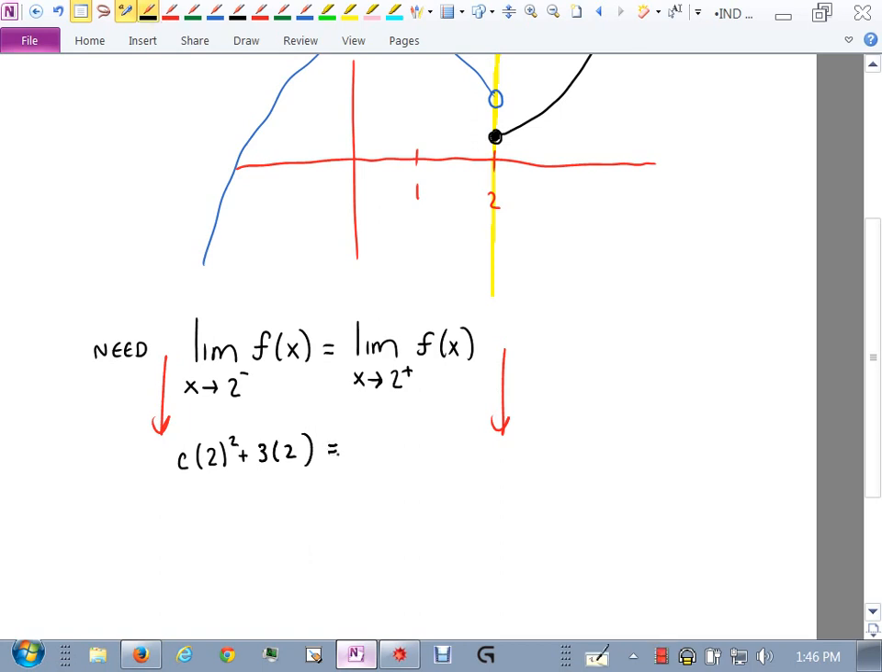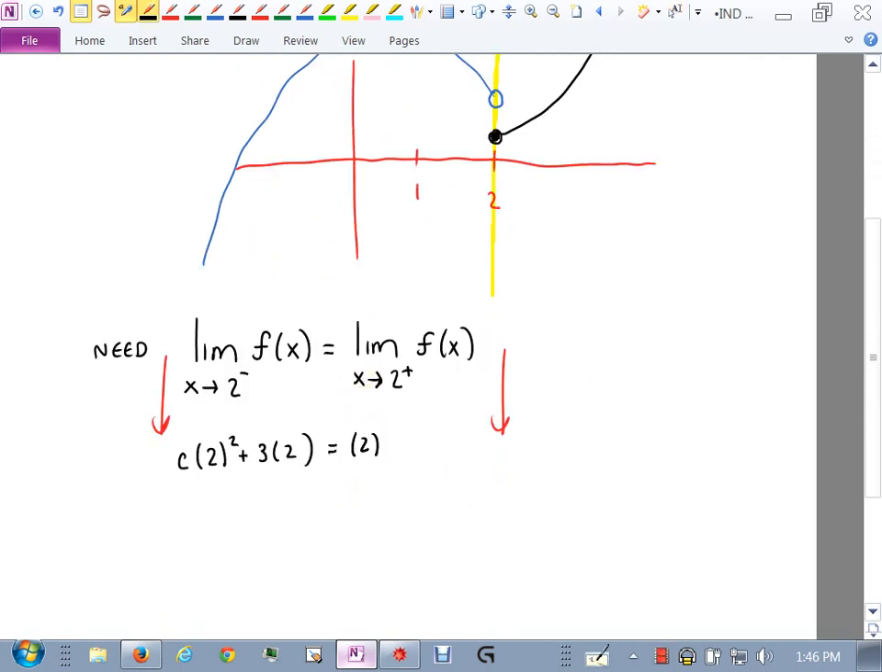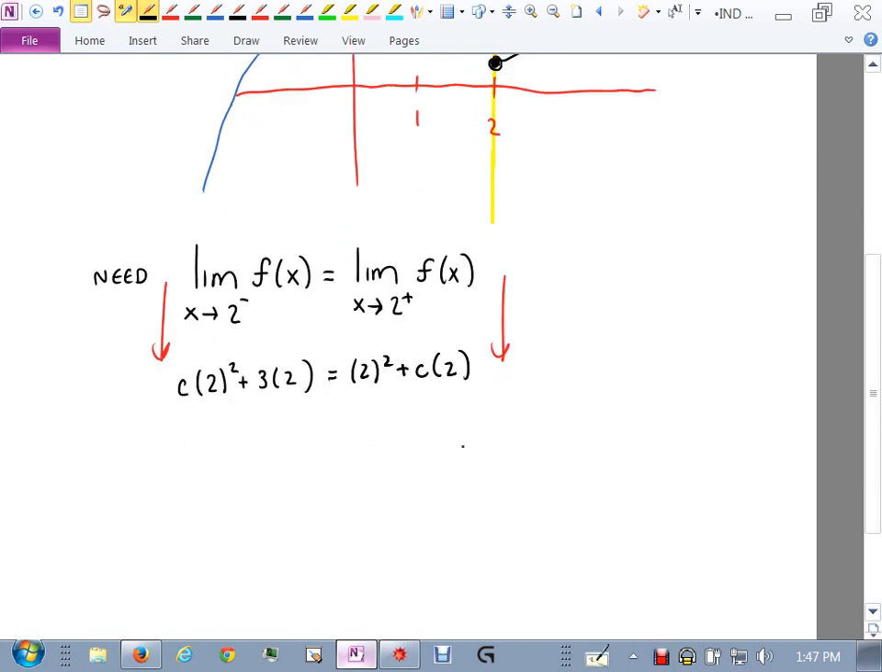What's the limit as x approaches 2 from the right? This time we're on the black one, right? So now I'm coming in here, and I'm replacing my x with 2, and what do I get? 4 plus 2c, or I'll say 2 squared plus c times 2. And that's it. We should be able to solve this equation for c. What do we have? 4c plus 6 must equal 4 plus 2c.